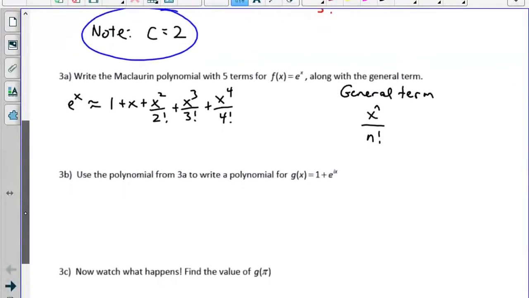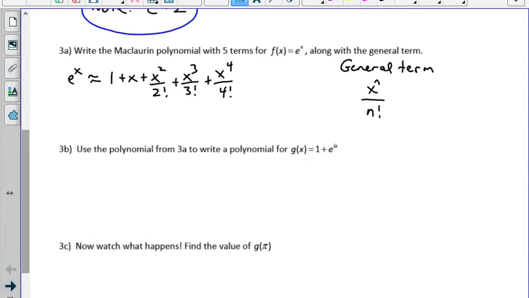Let's move along to problem 3. Write the Maclaurin polynomial with 5 terms for f of x equals e to the x along with the general term. So we've written the polynomial for e to the x. The general term, if I wanted to write the Maclaurin series for that, I would probably write it as a summation, n equals 0 to infinity of x to the n over n factorial.